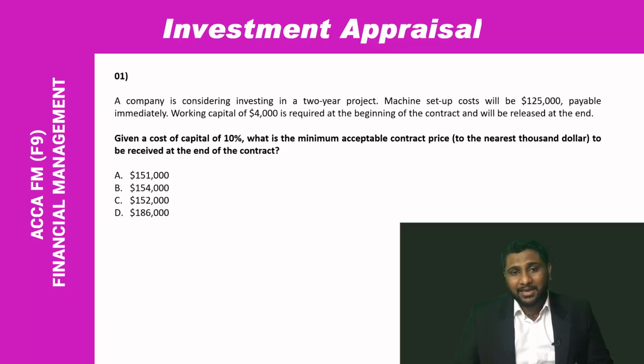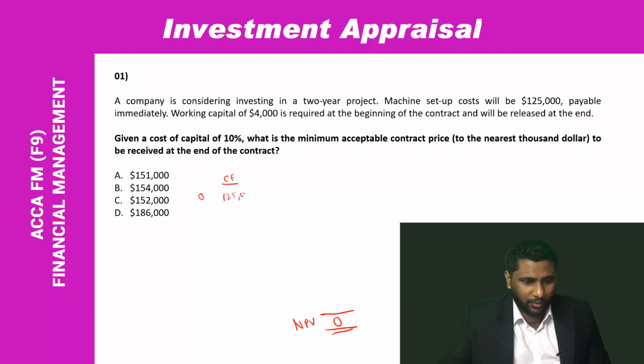So what we have to find out, at least to get a 0 NPV, minimum how much I should charge from the customer. So let's do the calculation. You should have a 0 NPV. That's the worst case scenario. So what are the cash outflows in year 0? There is a setup cost which is 125,000 into discounting factor, which is equal to your present value. The discounting factor for year 0 always is 1. So here 125,000. And apart from that, there is a working capital that you have to pump in at the beginning of the project, which is 4,000. That one also year 0, 4,000.